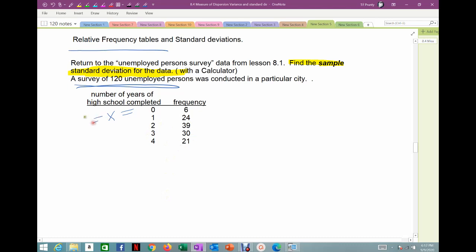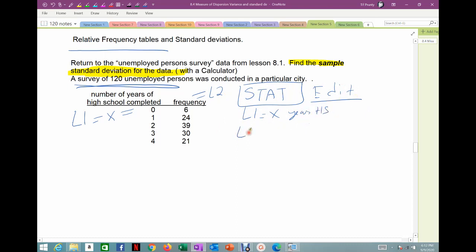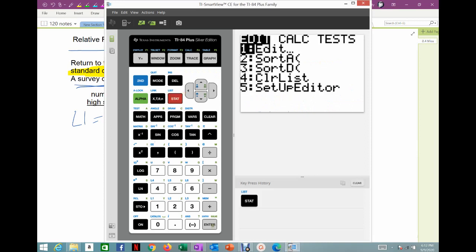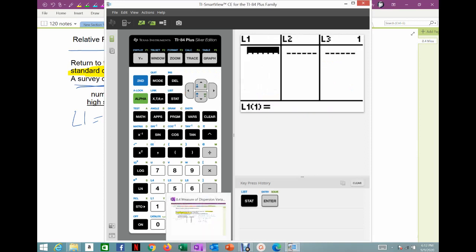And so remember, when we go to the stats key, list 1 are always the X values, list 2 are always the frequencies. So that's what we're going to do again. We're going to go to stat, edit, and clear any list you have. List 1 are your X values, which are your years of high school. List 2 is always your frequency. I go to the calculator, go to stats, edit. I don't have anything in my list, but if I did, I'd have to clear them out.